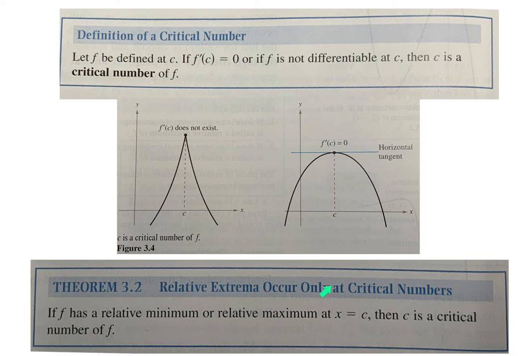And those critical numbers will help you find maxes and mins, all right? Relative extrema occur only at critical numbers. This is my theorem here. If the function has a relative min or max at a point, then that point is a critical number.